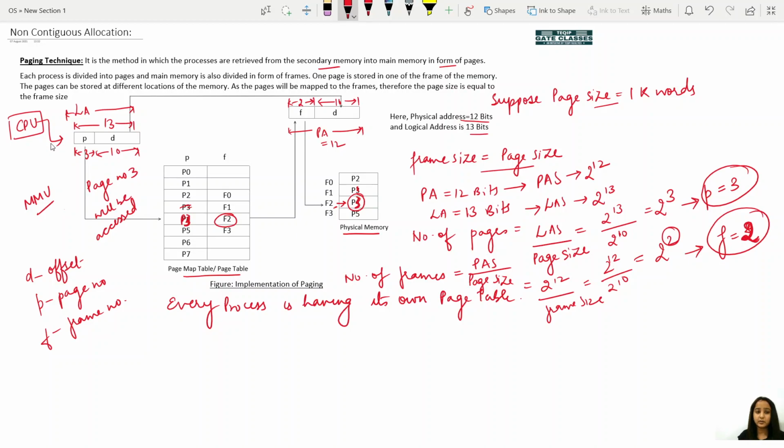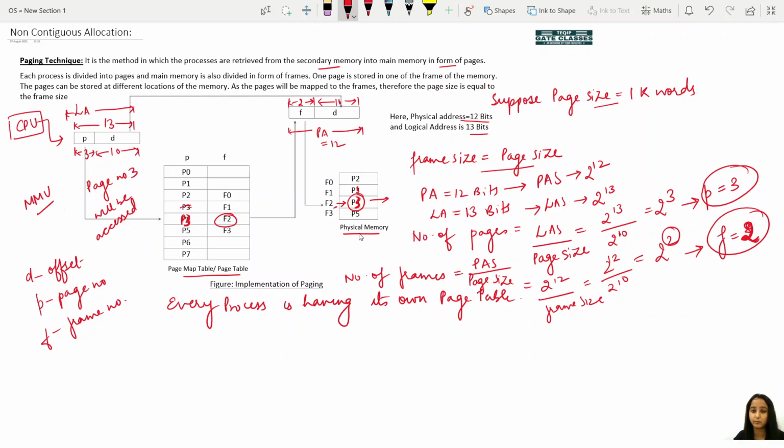Here first the CPU will generate the logical address, then the page number will be found, and the page number will be accessed with the help of the page map table. There we get the value of the frame number. We will go there, we will find the physical memory, their frame number. I will refer to that particular frame number, and that particular frame number contains the particular page. Then the CPU will execute that particular page by finding it out with the help of this process. I hope it is clear to you.